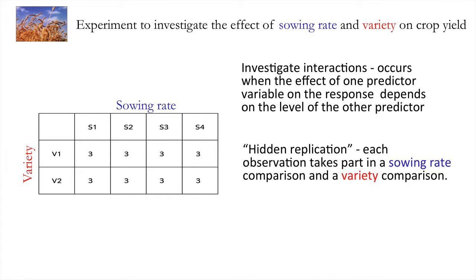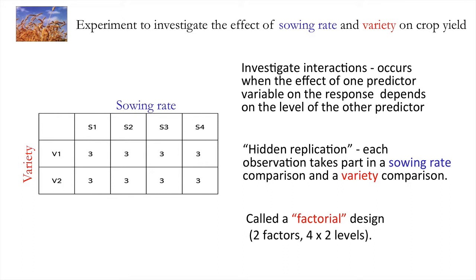It also means that any given observation can be used in not just one comparison, for example between varieties, but also across the way here between sowing rates. So with this design, we have what's called hidden replication, in that our observations are being used in several ways when conducting our analyses. This is, of course, a factorial design, and in fact, it's two factors. Here we've got variety and sowing rate, and it's a 4 times 2 level. So we've got 4 levels of sowing rate and 2 levels of the variety.